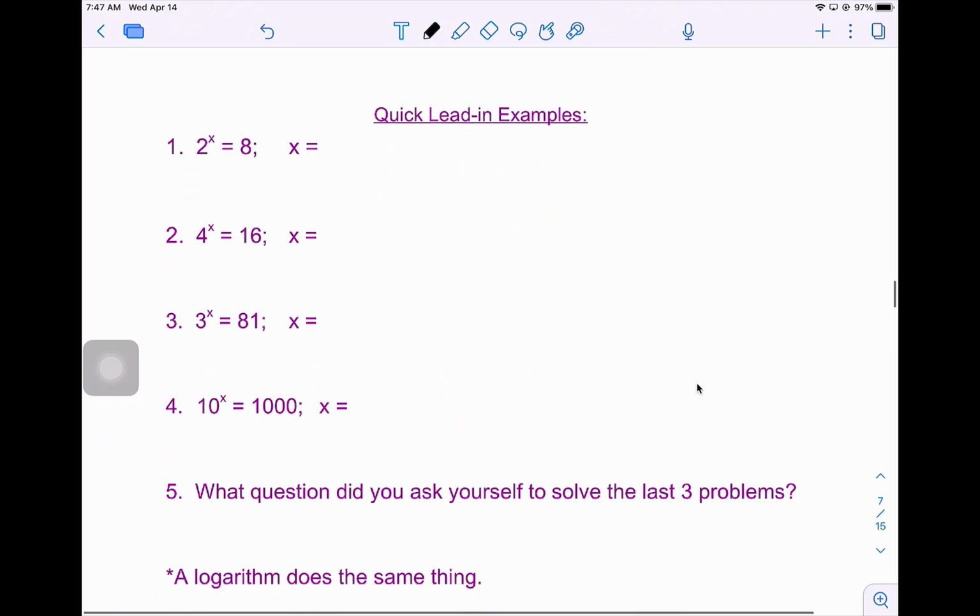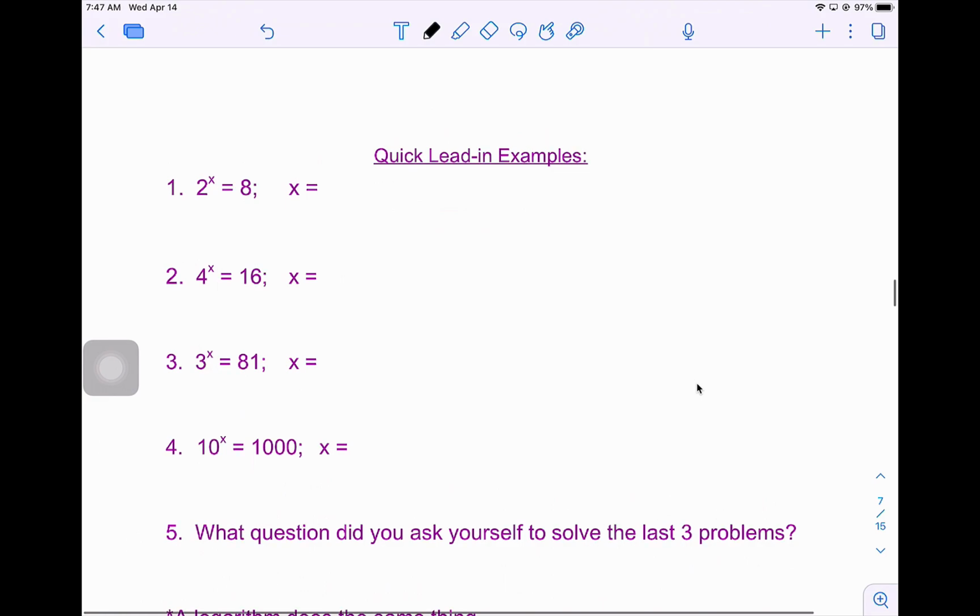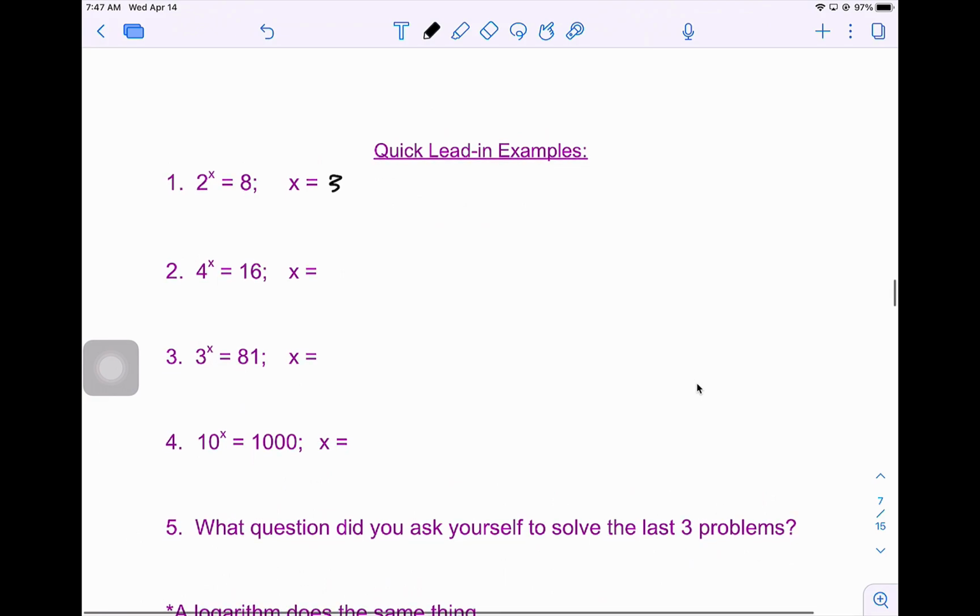So let's do a couple of quick lead-in examples here, just to kind of start getting you the idea. So first question, 2 to the x equals 8. Let's do this in our head. What does x equal? There's an exponential function. We've got a variable in the exponent. 3. Okay, 2 to the x equals 8, x is 3. 4 to the x equals 16. What is x? 2. 3 to the x equals 81.